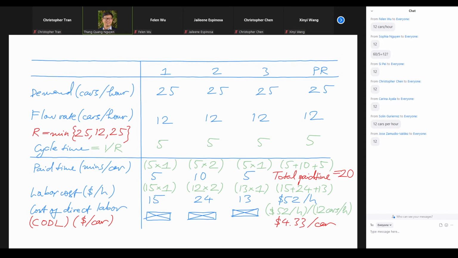Let's think about this number a little bit. Why is it important that we calculate it? What to do with that number, right? So I would like to ask the whole class, what to do with that number, or why is that important? It is an open-ended question, so please feel free to share any thought in the chat window. So what do you think about that $4.33 per car? Why is that important, or what to do with it? Why do we have to calculate it?